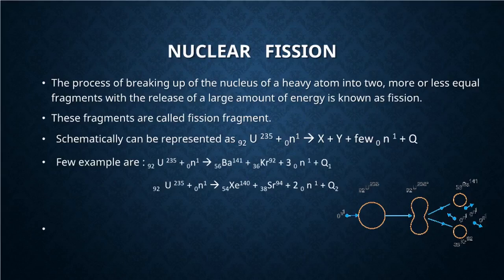The general expression of fission is given, in which a uranium nucleus is bombarded with a neutron. It first forms a compound nucleus. The compound nucleus later splits into intermediate nuclei along with a number of neutrons and an amount of energy Q. A few examples of nuclear fission of uranium are given. Note that the fission fragments and the number of neutrons are different in both cases.